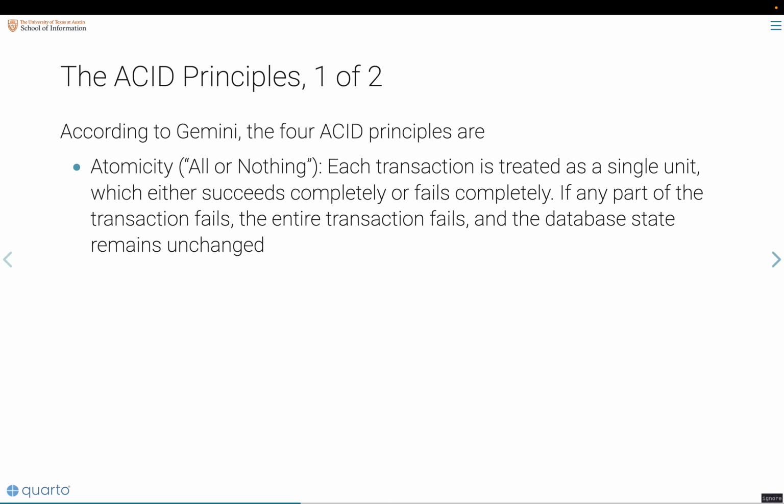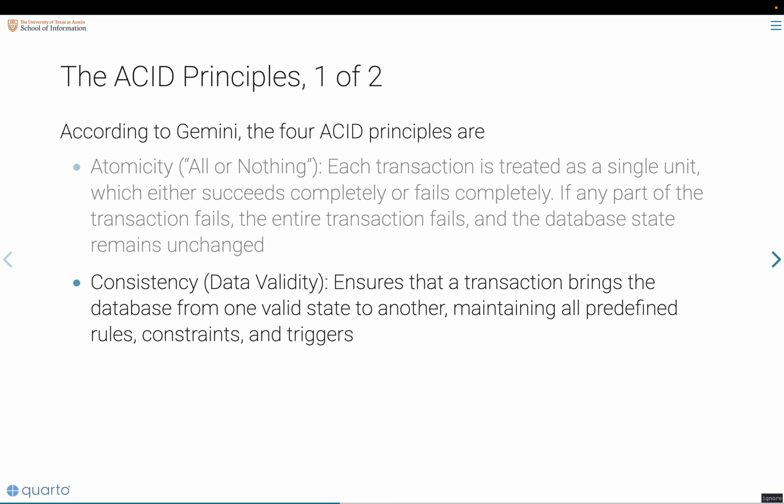If you were to withdraw the money from one account and then the database system failed and the money is now in limbo somewhere, you don't have it and you don't get it, that's a disaster. So we want the transactions to be treated as a single unit, and it's either going to succeed completely or it's going to fail completely, and we have to do it over.